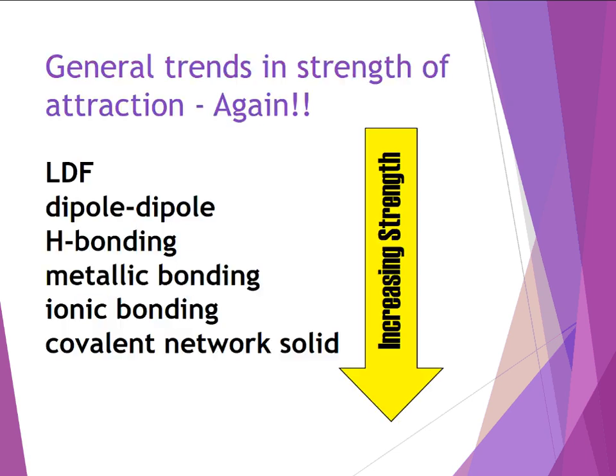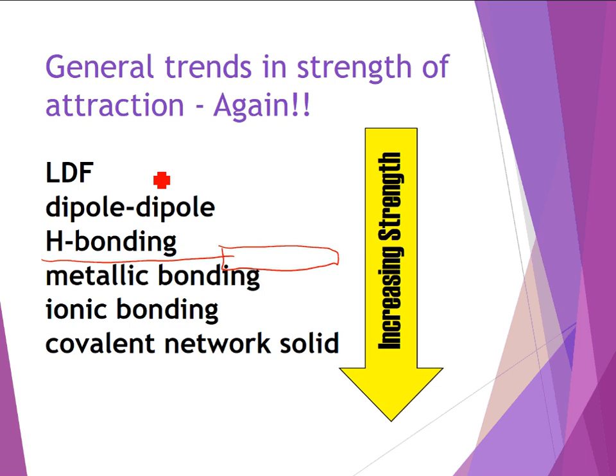So again, I wanted to talk about the general trends in strength of attraction. There's a big gap here on purpose. There should be a big gap there. London dispersion forces are by far the weakest of the attractive forces when taken alone. If you have enough London dispersion forces in a large molecule, you can coalesce a nonpolar substance into a heavy, hard tar. But the trick of the matter is it's held together by weak forces.